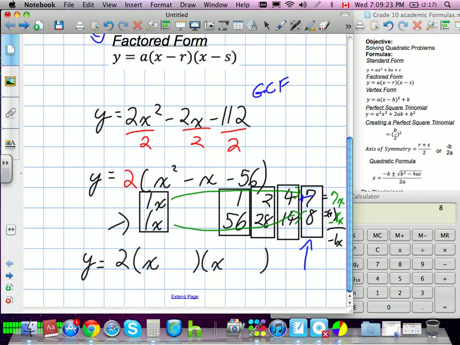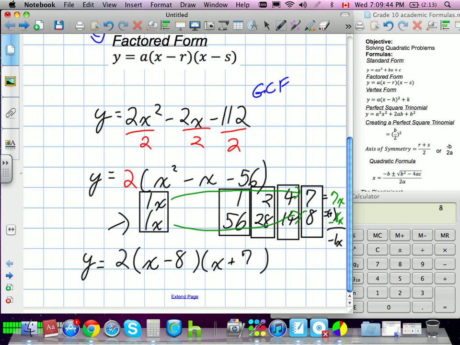Now remember that rule where they technically have to go in the opposite bracket, but because these are the same, it's not going to make a difference. So we're going to have negative 8 in one bracket and positive 7 in the other bracket. So we've got our factored form. This is great. Finding zeros.